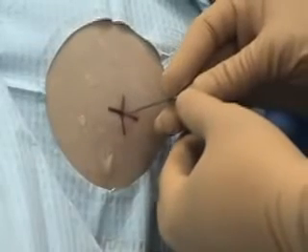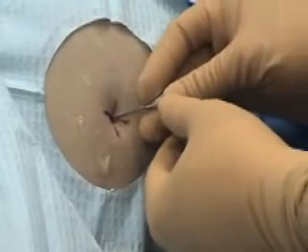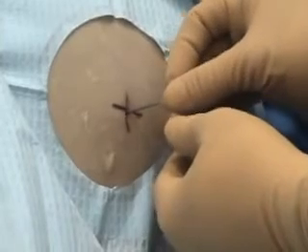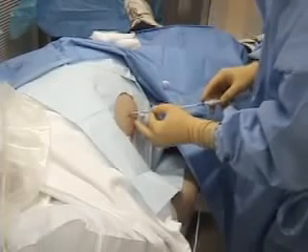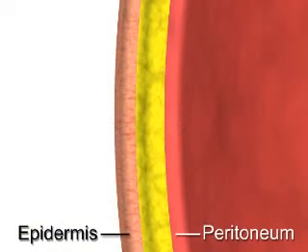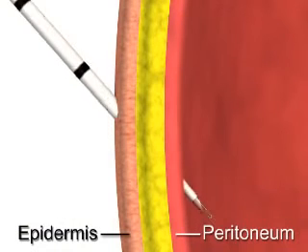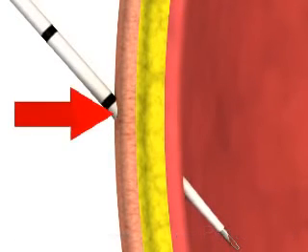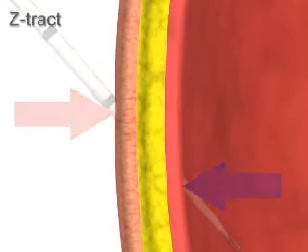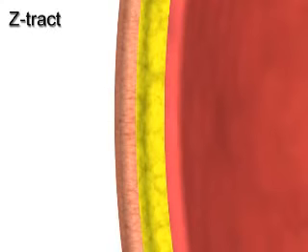Begin by making a small puncture in the skin with either a scalpel or large gauge needle to facilitate advancement of the paracentesis catheter. Next, advance the catheter through the epidermis. In this video, we will demonstrate an angular entry technique in which the cutaneous site of insertion does not directly overlie the site of penetration into the peritoneal cavity. Alternatively, a Z-tract technique may be used.